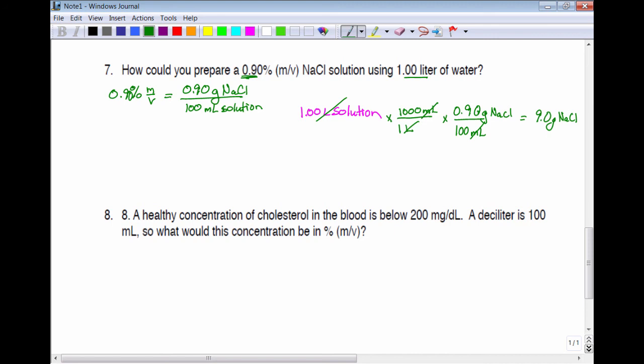So the answer to this question is that you would add 9 grams of sodium chloride and fill the container to 1 liter to make 1 liter of 0.90% M over V sodium chloride solution.